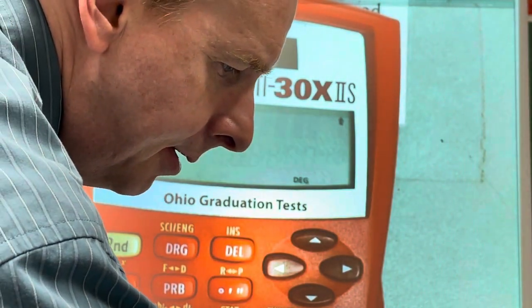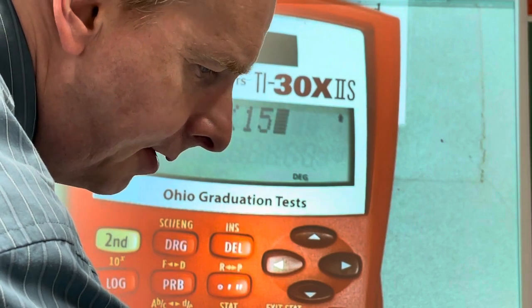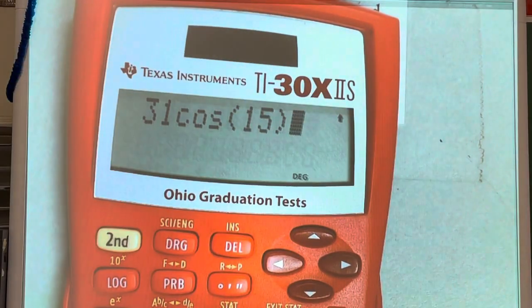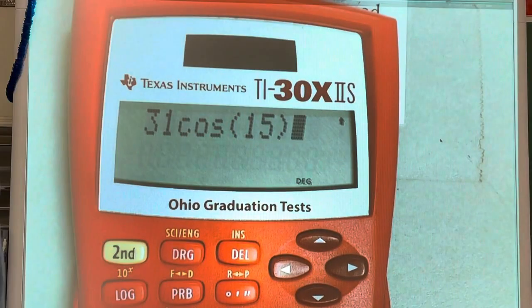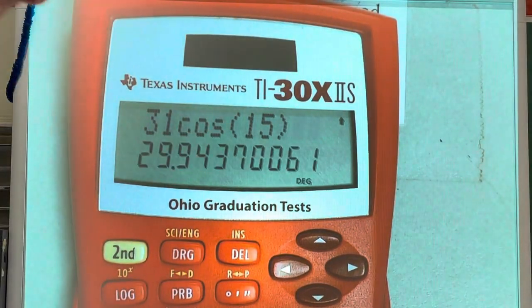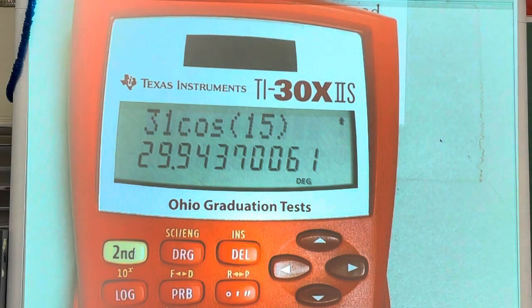31 cosine of 15 degrees. I don't even have to put multiply. Having that number in front of cosine, it's automatically going to multiply. If it makes you feel better, put a times sign in between. You'll get the same thing. 29.94. There's my value for X. That was our missing side.